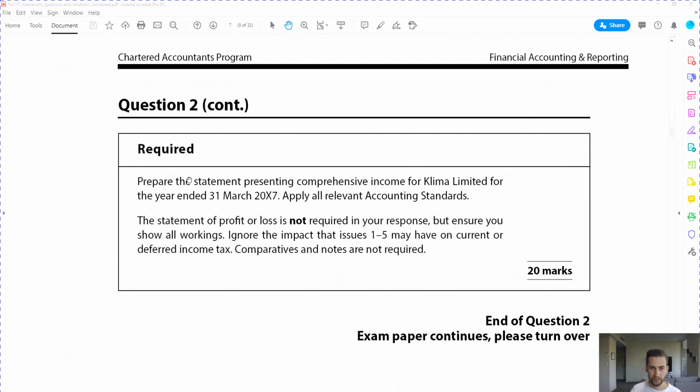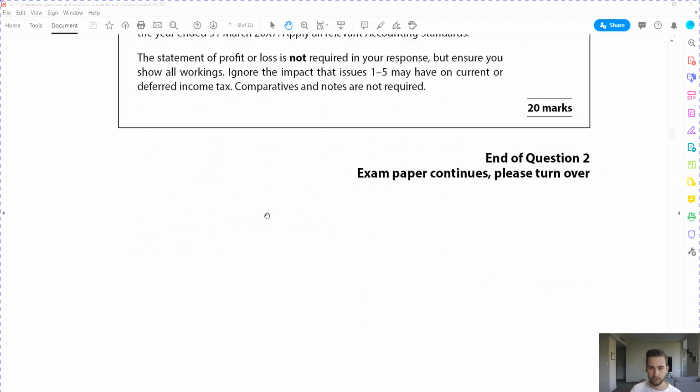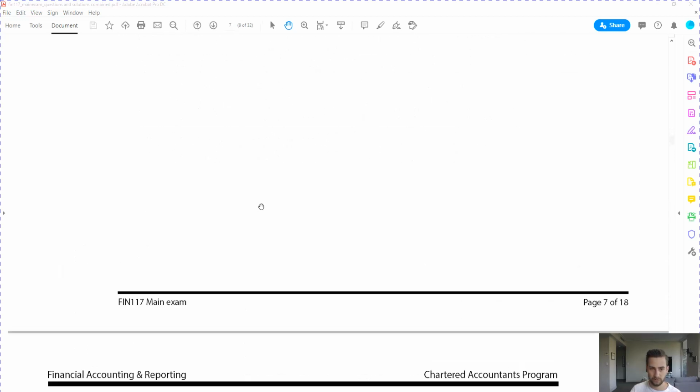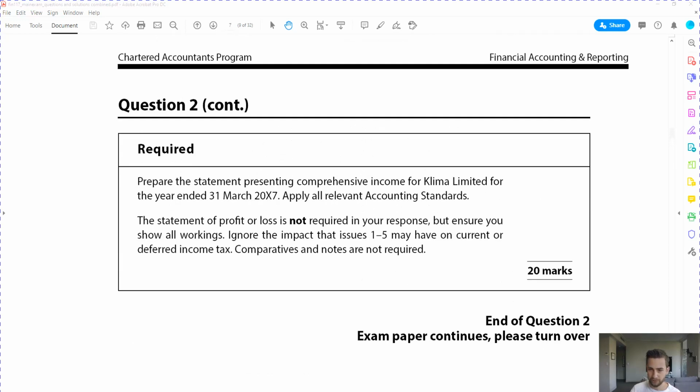Okay, so prepare the statement presenting the comprehensive income for CLIMA for the year ended. The statement of profit and loss is not required in response, but ensure you show all workings. Ignore the impact that issues 1 to 5 may have on current or deferred income tax. Comparative notes are not required. Okay, so it's fairly straightforward. It's all in one question. It's a 20-mark question.